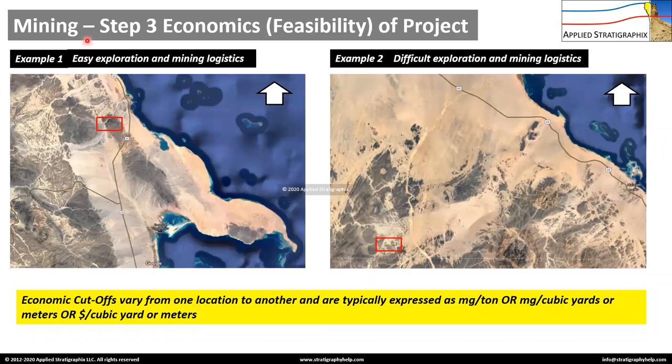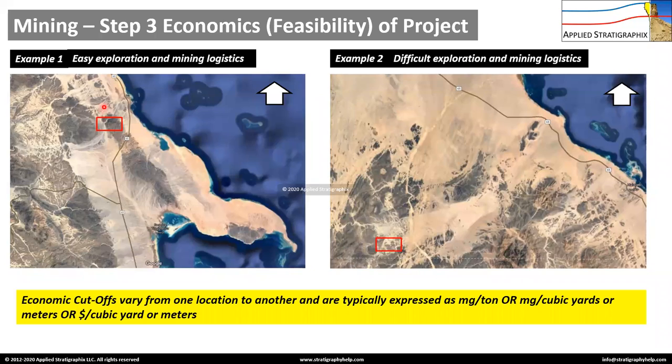All right. Step number 3 is the economics. Oftentimes when I give this talk and there are experienced mining professionals in the audience, the first question they're going to ask me is, hey, can you give us an economic cutoff? Grams per ton or milligrams per ton or grams per cubic meter or cubic yard. Can you give us that number so we can use that? And I'll tell them that no, I cannot give you a number because it depends. Well, what does it depend on?